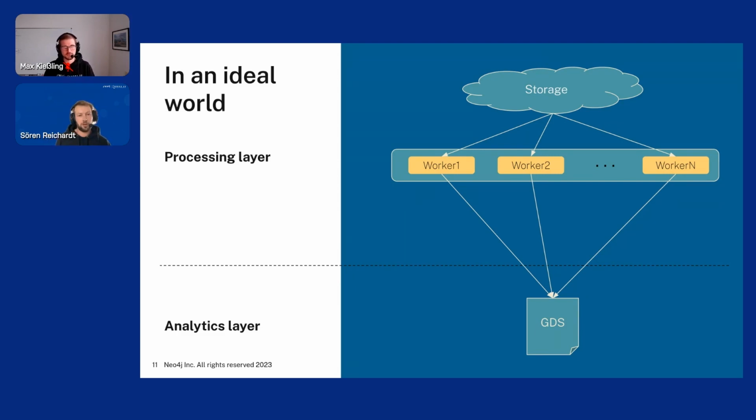So in an ideal world, like I said, we would directly forward the data from the workers to the analytics layer to GDS and project the graph based on the data that the workers processed. And in order to do this, now Arrow comes into play.